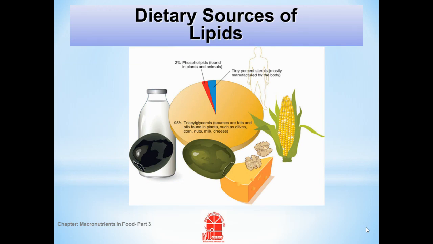Now let us look at the dietary sources of lipids. As I explained in part two, we have phospholipids, triacylglycerols, also known as triglycerides, and a tiny percentage of sterols, which are mostly manufactured in the body, like cholesterol, etc.